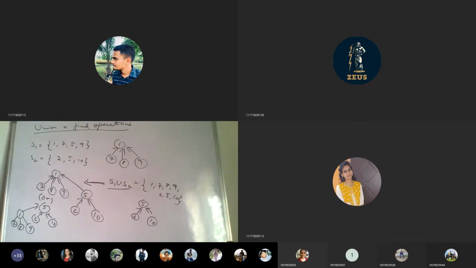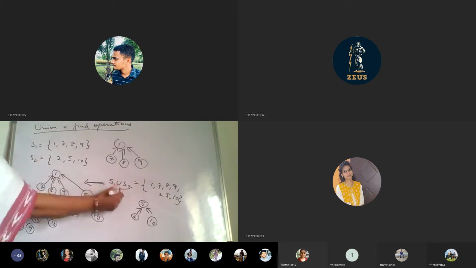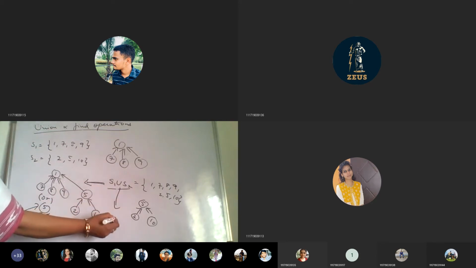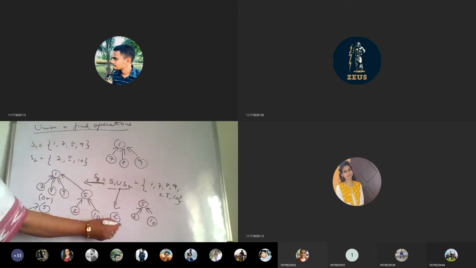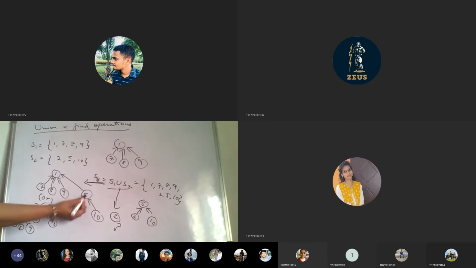These are the general representations of union and find operations. Now when this is the union, in the union set, if I want to find some element, say this is set S4. I want to find 2. Element 2 belongs to set 4. But who is the parent of 2? 2's parent is 5, and again 5's parent is 1. That is how we are going to find.